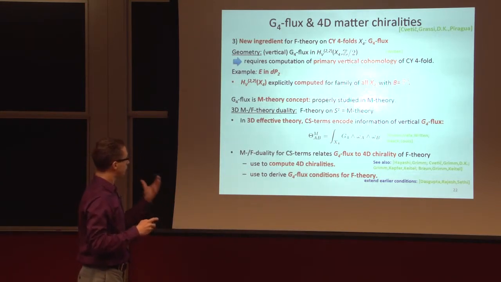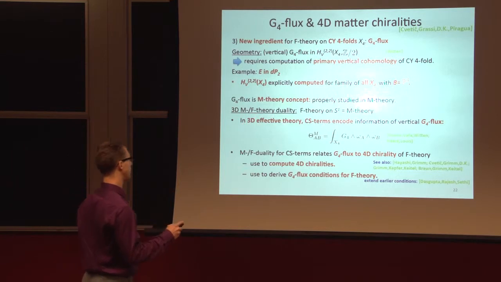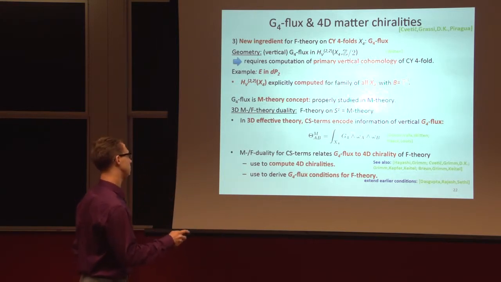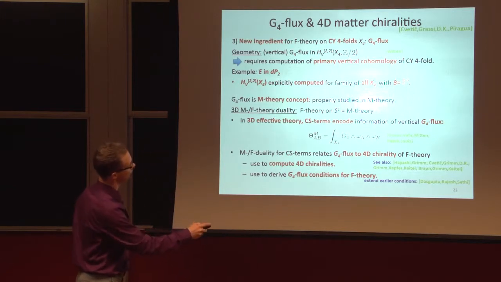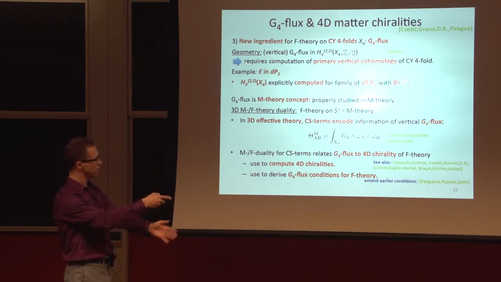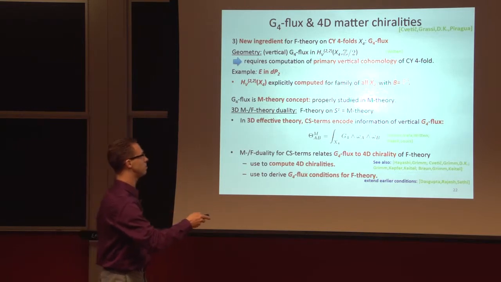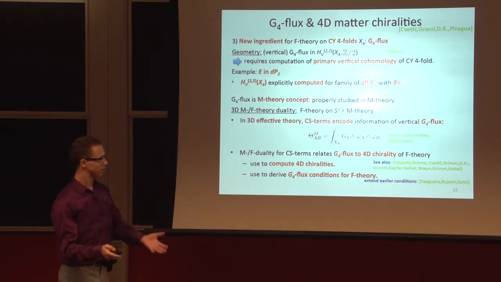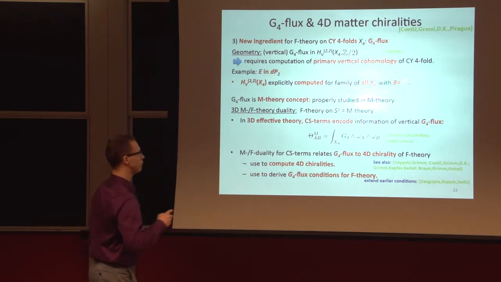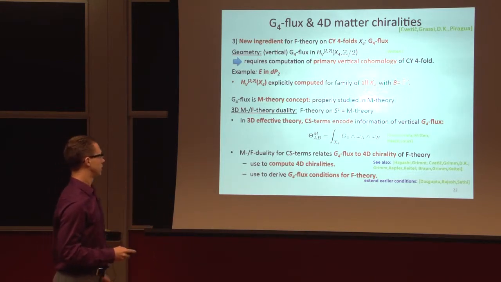And the strategy that we are using here is to use the duality of F-theory on S1 to M-theory. So in the 3D effective action that you obtain, all the information about the vertical G4 flux is actually encoded in the Chern-Simons terms of the effective theory. Now, M-theory and F-theory duality for these Chern-Simons terms means that the M-theory Chern-Simons terms have to be related to the F-theory Chern-Simons terms, and it can be shown by other arguments that I don't have time to discuss that these depend on the 4D chiralities of F-theory. So it's a beautiful story, and I'm happy to talk to you about this more in private. And you can use this relation then to compute 4D chiralities on the one hand, but also to derive conditions on G4 flux for suitable F-theory compactifications.